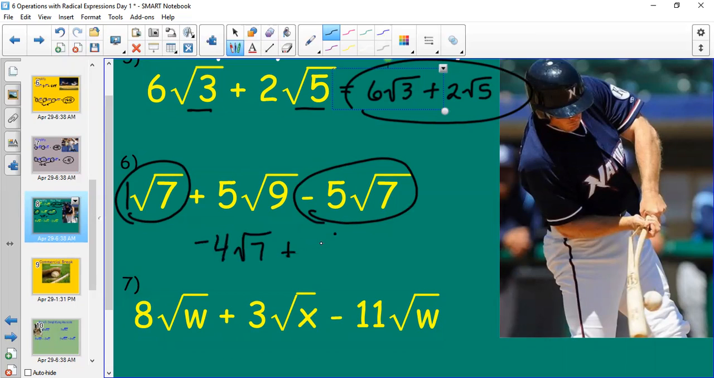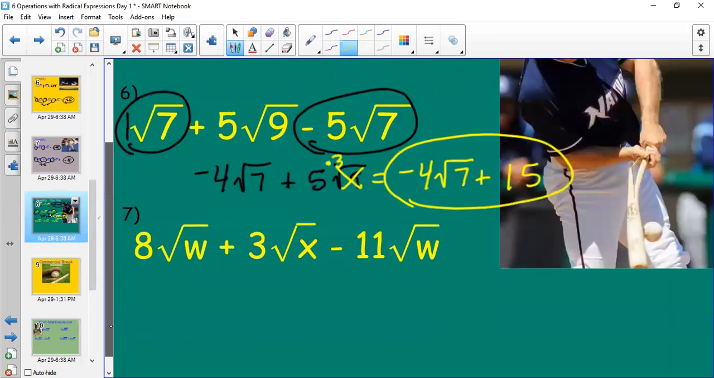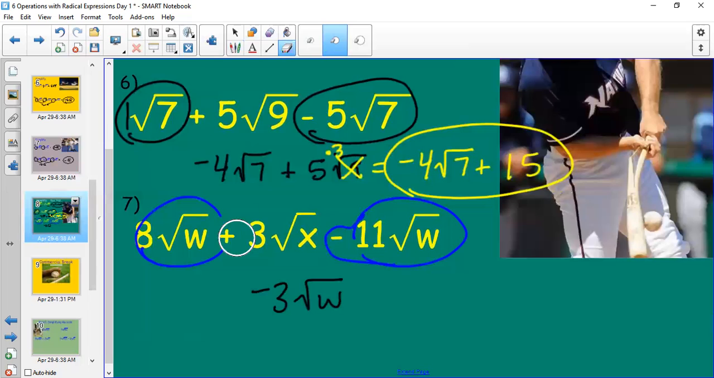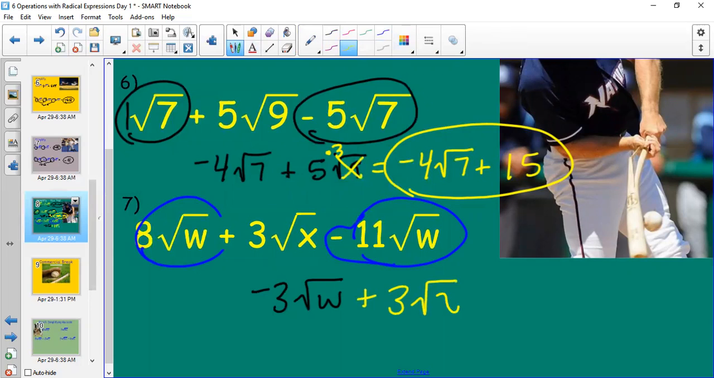Now again, my class missed this one because they kept 5 square root of 9, but you know what the square root of 9 is. That's 3. That would be 5 times 3. So final answer would be negative 4 square root of 7 plus 5 times 3, 15. And number 7, I'm going to combine the square root of w's together. Make sure I include the negative out front on that one. So 8 and a negative 11 would be a negative 3 square root w. And then I still have a positive, yep. Still have a positive 3 square root of x for our final answer.